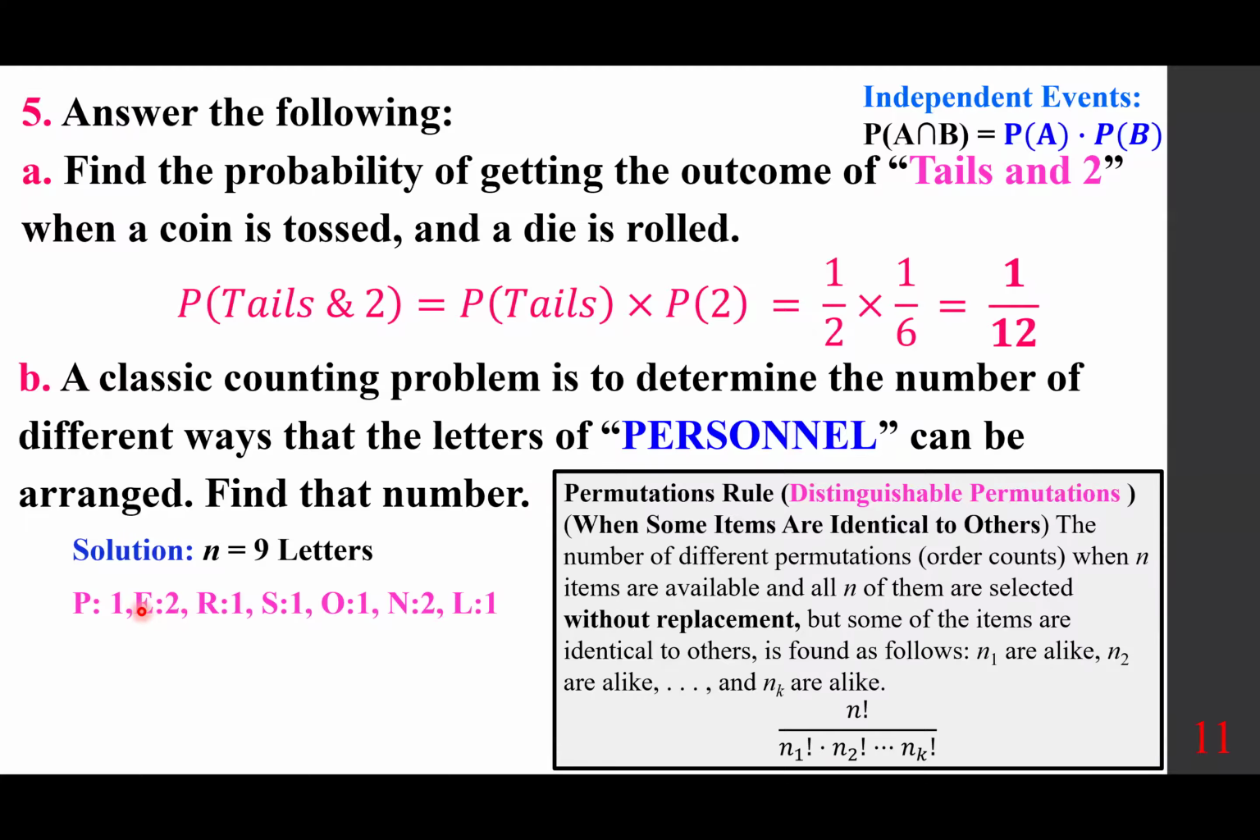E, we have two of them, one here, one here. Or we have one of them and the rest of them all the way to the end. Okay. So now we are going to write the formula n factorial divided by n1 factorial times n2 factorial times n sub k factorial. And so you just plug in. That's all you have to do.